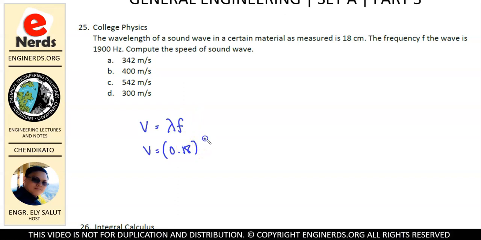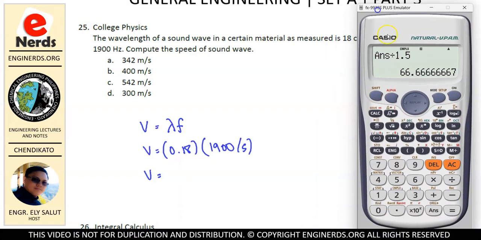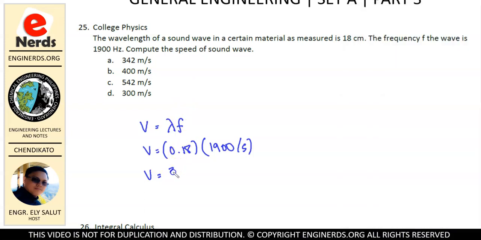And the frequency, which is 1900. So this will be per second. Right? So our velocity will be equal to, let us solve for that. Takpan natin. So lipat natin dito. So we have 0.18 times 1900. So we have 342 meters per second. Okay, so this will be our final answer in here, which is letter A sa ating mga choices, no?